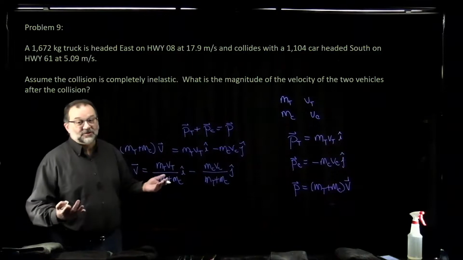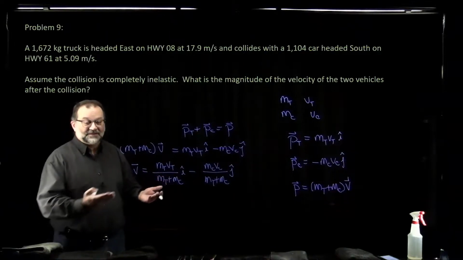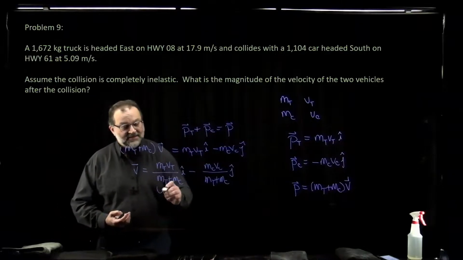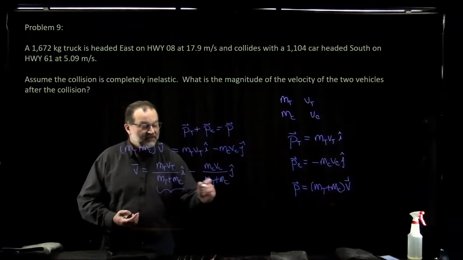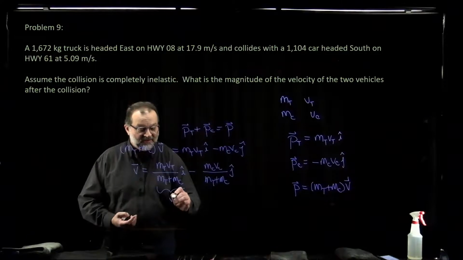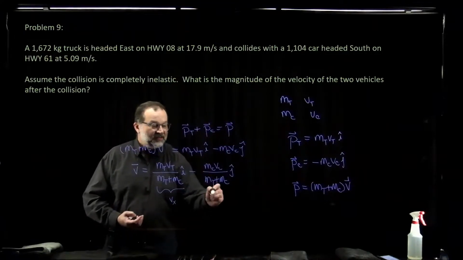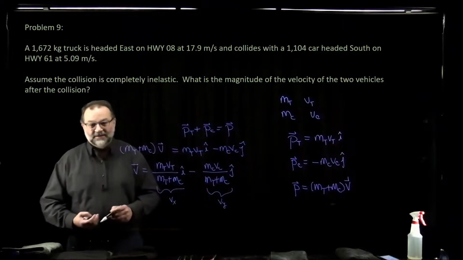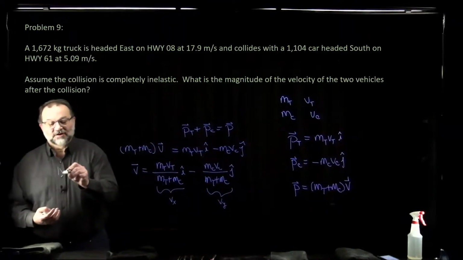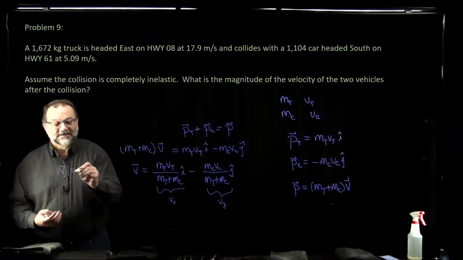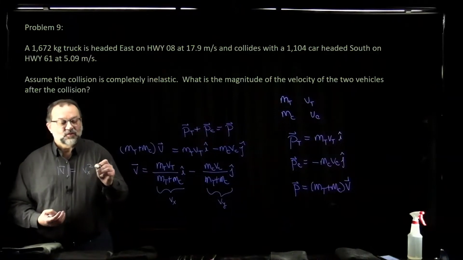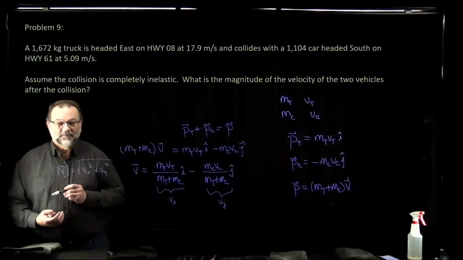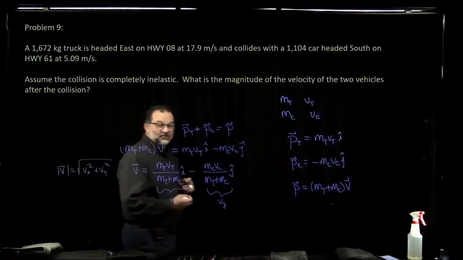Well, we have our two components, and we have to get the magnitude. How do we get the magnitude? We take this component squared. This is our Vx, right? We take this component squared. That's our Vy. And so the magnitude of our velocity at the end is the square root of Vx squared plus Vy squared. And that's it. It's pretty straightforward.